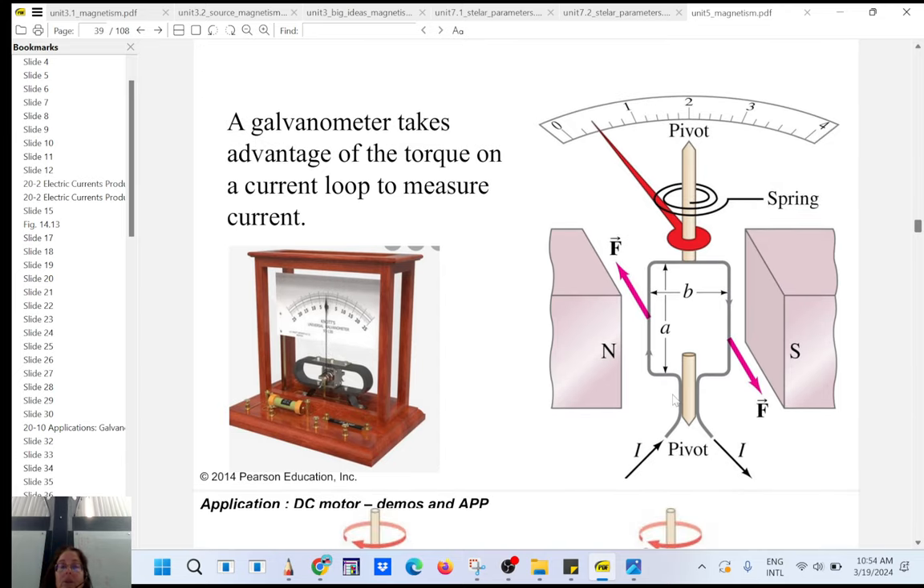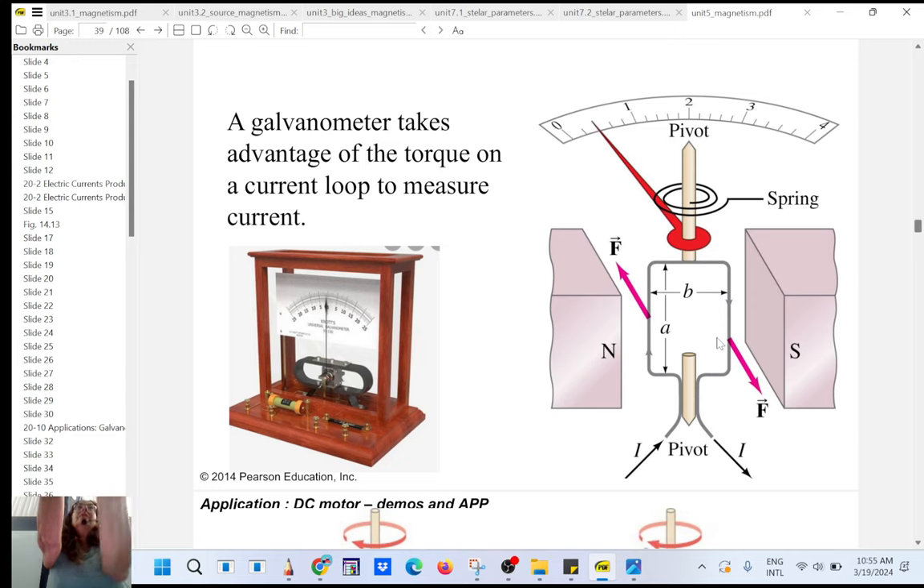So that was this idea of a loop. If you have a loop inside the magnetic field, you're going to have a torque. We're going to talk about torque. Again, if you have a loop this way, and your magnetic field that way, it's going to be acted upon by a torque.